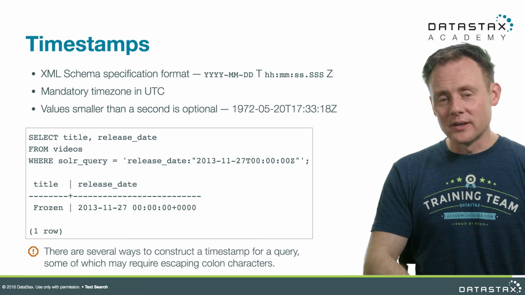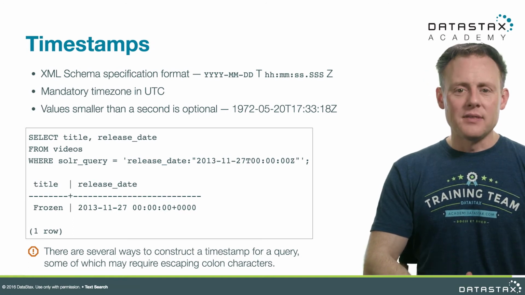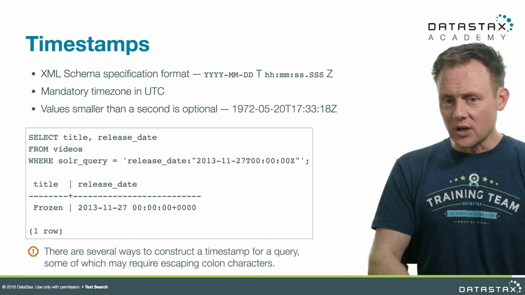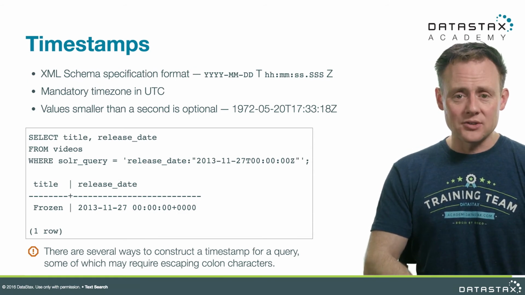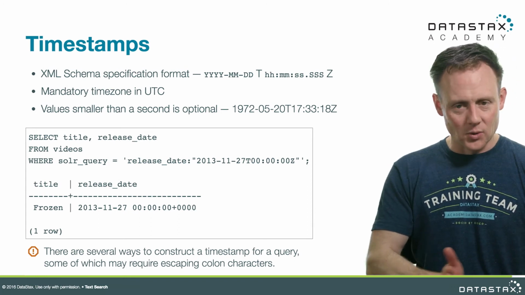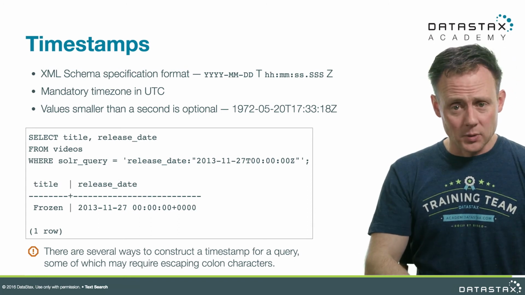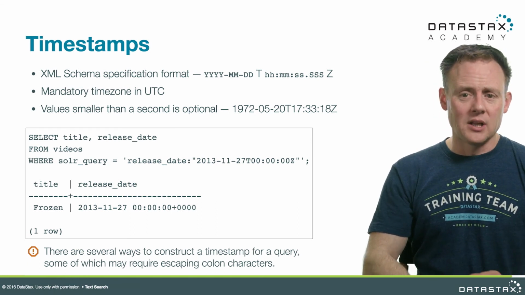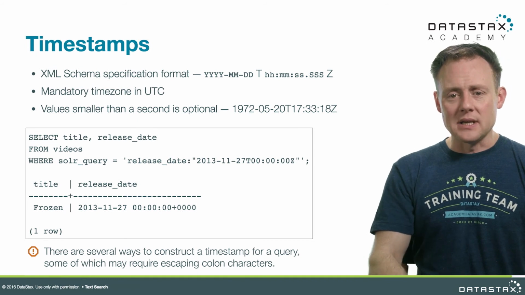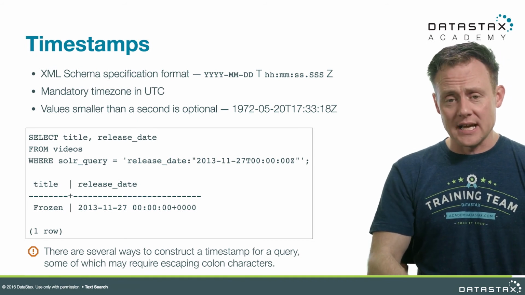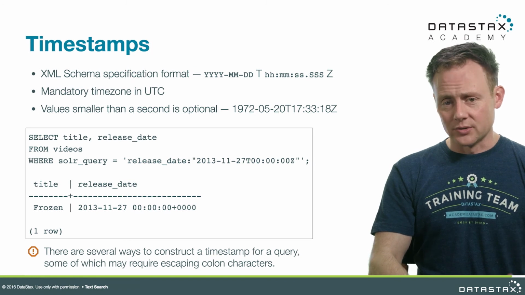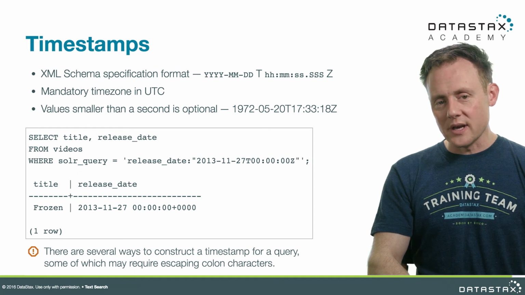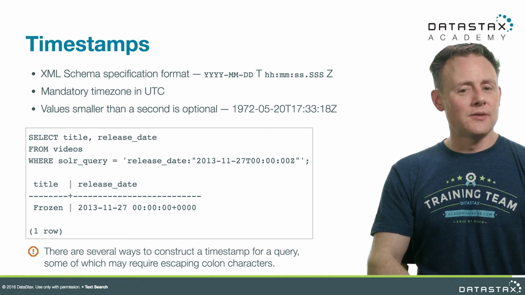Timestamps are expressed in a query in good old ISO 8601 format. The time zone is mandatorily UTC. So you always have that Z on the end, which in ISO 8601 dates means Greenwich Mean Time or UTC or the meridian time zone. The millisecond portion of the timestamp is optional. Now, as you can see here in our data model, we've encoded the time as being basically the first instant of the day. You see the time is 000000. So this is our way of saying that the release date is October 27th, 2013, and we get, of course, the film Frozen.